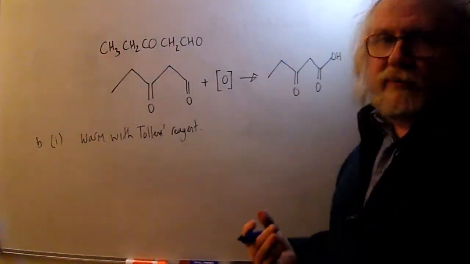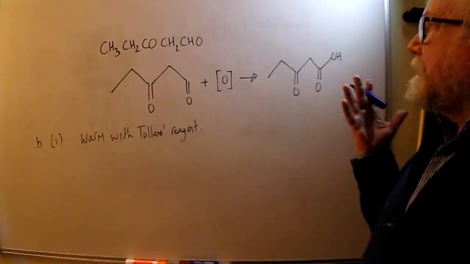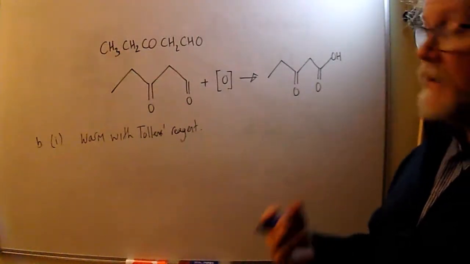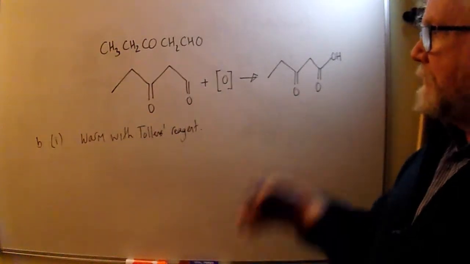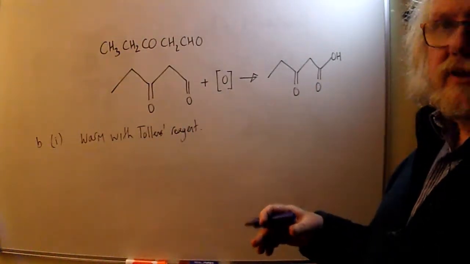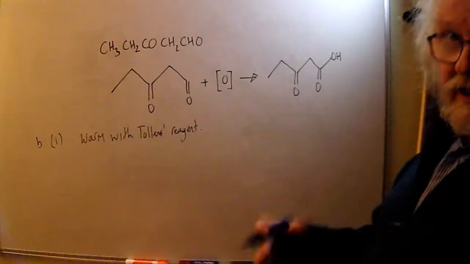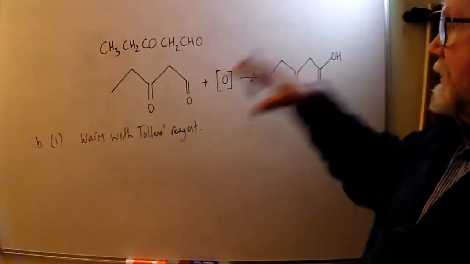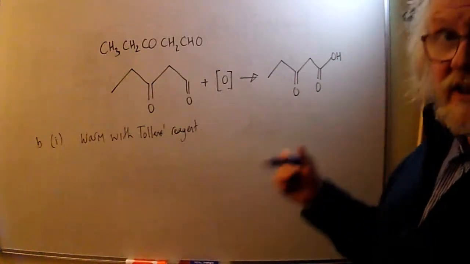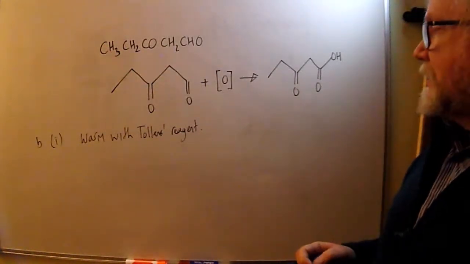And don't just say it will form a silver mirror, because you need to make it clear what that signifies. So you need to say if it forms a silver mirror, that shows there's an aldehyde group, or only if there's an aldehyde group will it form a silver mirror. And that deals with the aldehyde part of it, because no other group will do that.